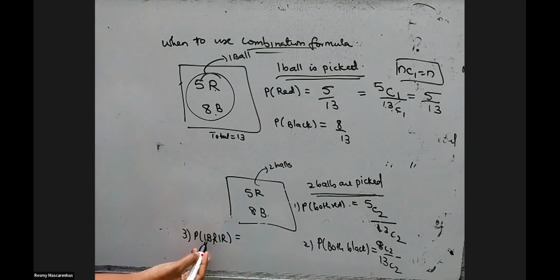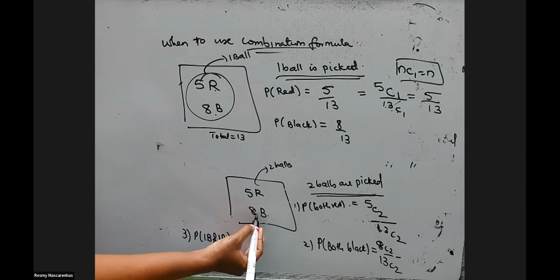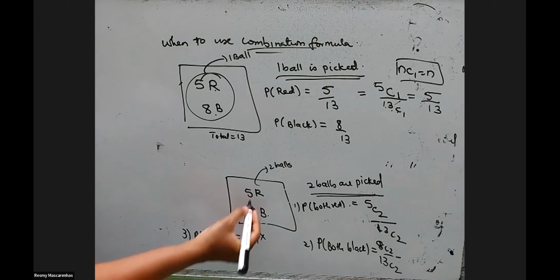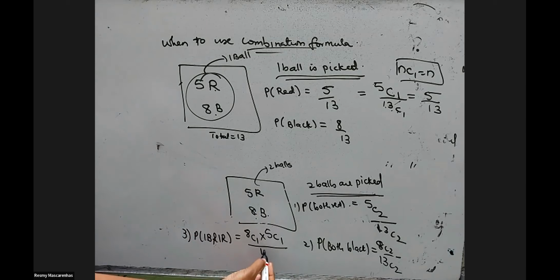So you have to pick one black from here and one red. How many options do you have for black? Out of 8, you are picking one ball. And 'and' means always multiplication. And out of 5, you are picking one red ball. This will be the same, this 13C2. So one red and one black.